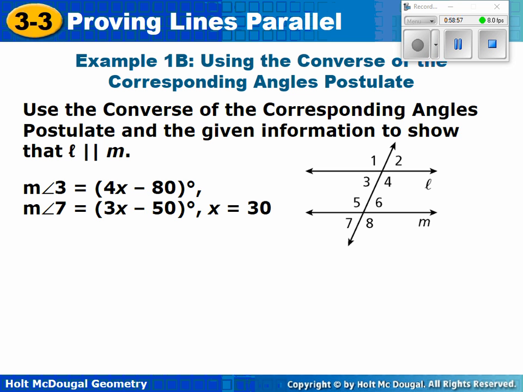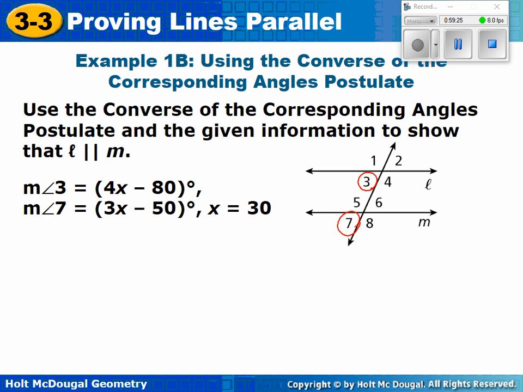We're looking at 3 and 7. So what kind of angles are 3 and 7? Corresponding. And we're trying to prove that the lines are parallel. So what do we need to be true about the corresponding angles for the lines to be parallel? We need them to be congruent, right? You with me there? So that's what we have to show in our proof, is we have to show that they're congruent.